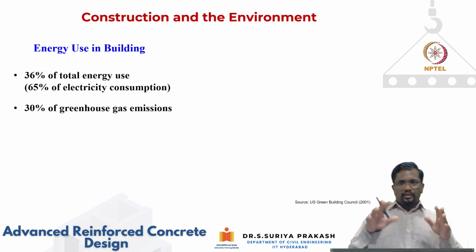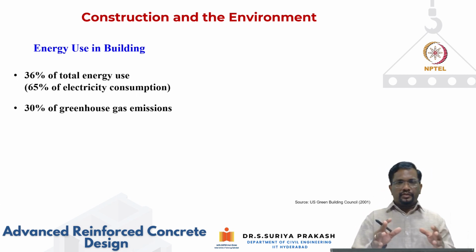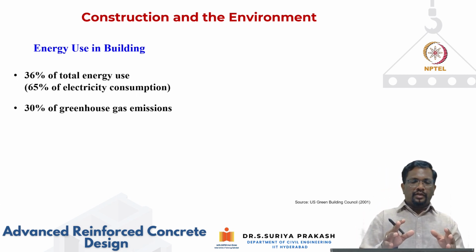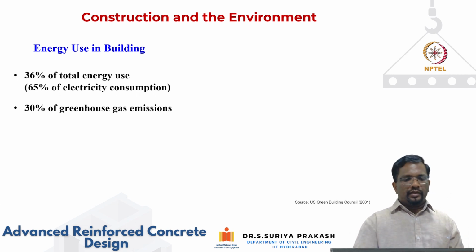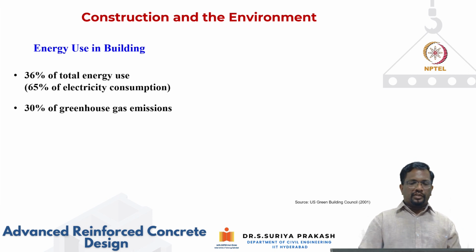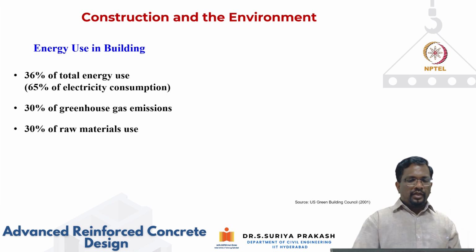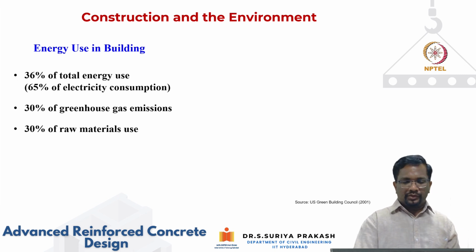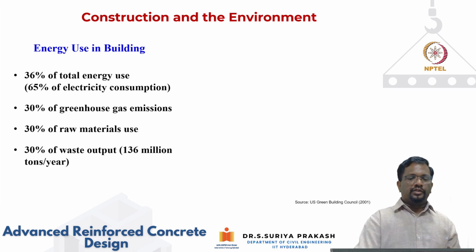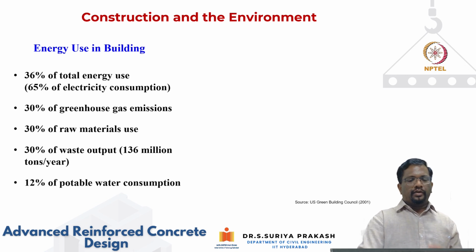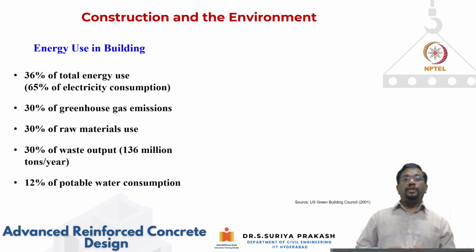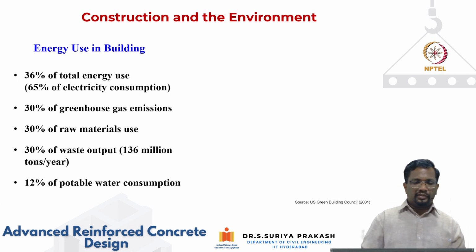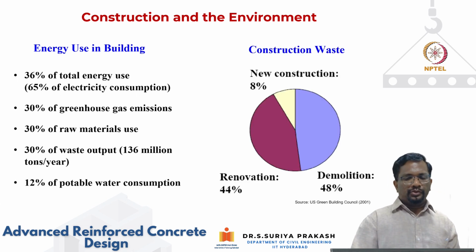Again, the materials that we are using have to be thermally very efficient, and we have to account for that. The energy used in buildings accounts for 30% of greenhouse gas emissions, 30% of raw materials use, and 30% is the waste output. It works out to be 136 million tons per year, and it also accounts for about 12% of total potable water consumption, which is a huge component.